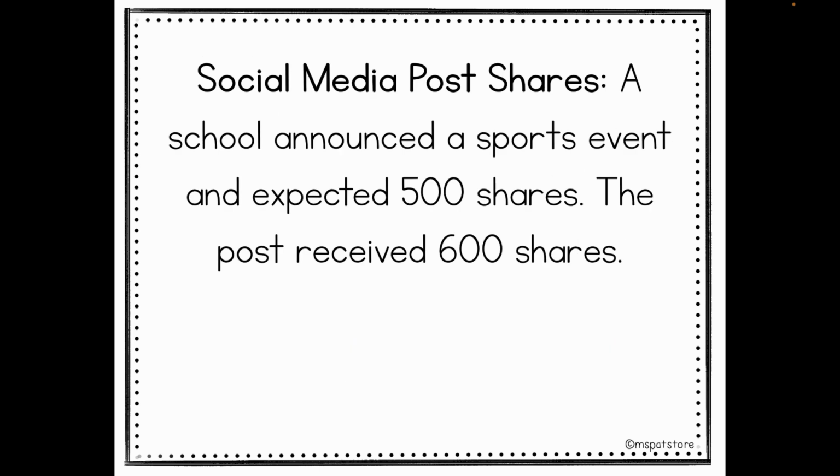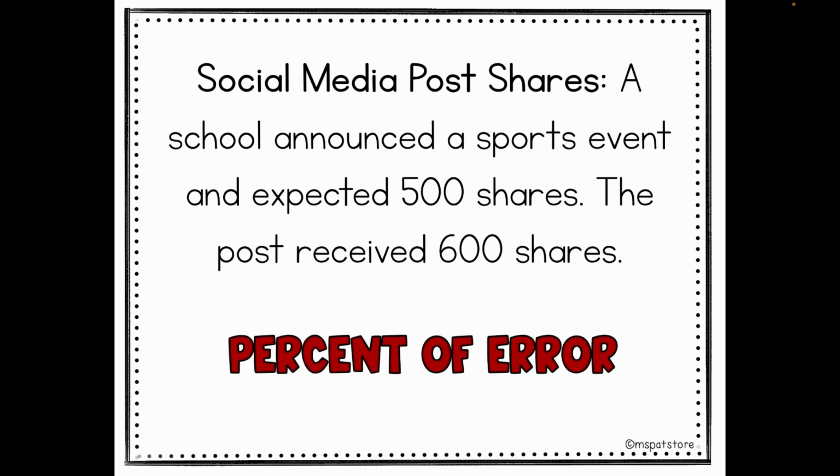A school announced a sports event and expected 500 shares. The post received 600 shares. So pause the video and try to think about, is this an example of percent of increase, decrease, or percent of error? Exactly. This is an example of percent of error, as at the beginning, they thought that they were going to expect 500 shares, but then at the end, they actually got 600 shares.